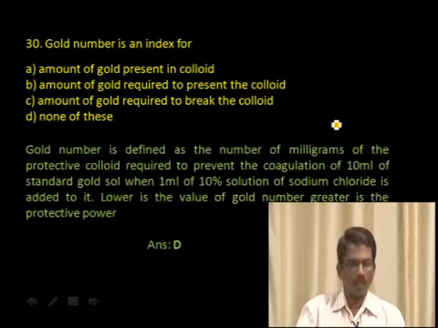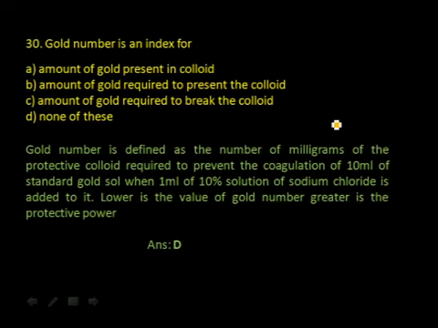Okay. And then question number 30. In question number 30, you have been given the concept of gold number. Gold sol is a negatively charged colloid which can be coagulated or precipitated by the addition of sodium chloride. Since gold sol is less stable, its stability is enhanced by the addition of a protective colloid, and the protective action of a protective colloid is expressed in terms of gold number.